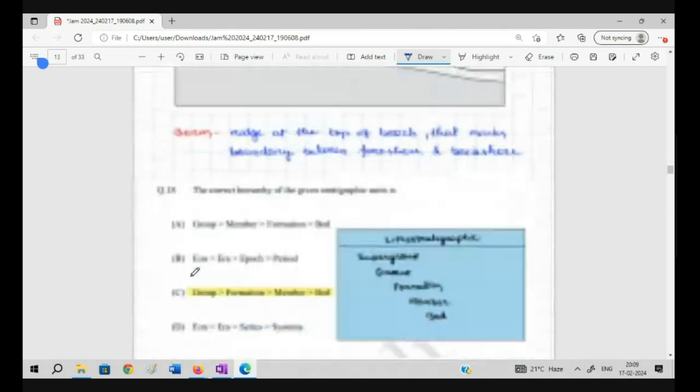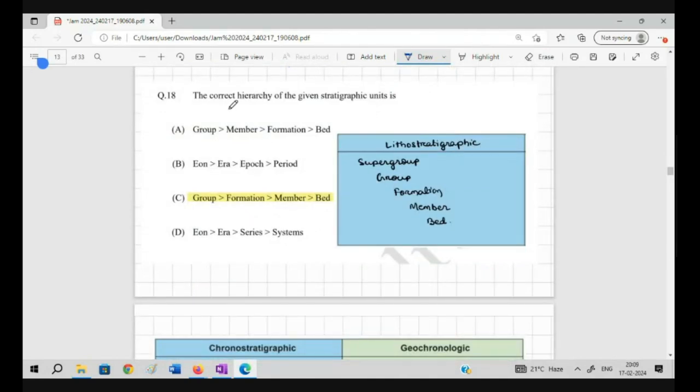Yes, sir. Okay, let's see the next one. It is asked about the stratigraphical units. Which of the following represents the correct hierarchy of the given stratigraphy units? Okay, means which of the following is arranged correctly according to their sequence. Okay, so let's see first. Here in the option A, it is given that bed, formation, member, then group. Is it correct? No, sir.